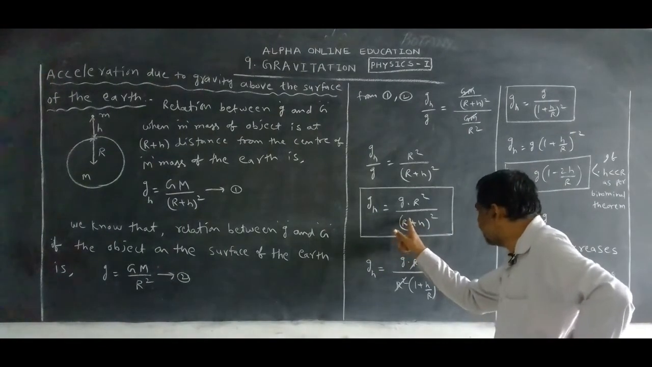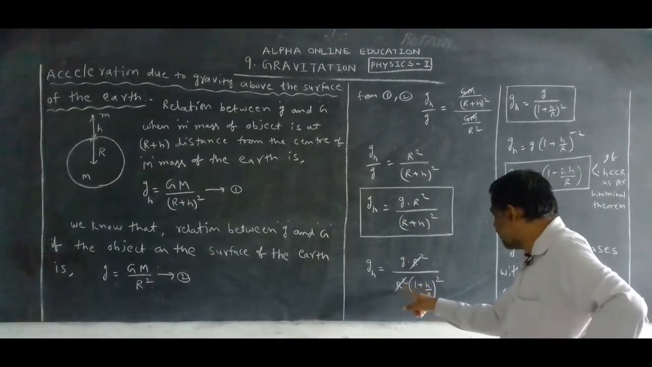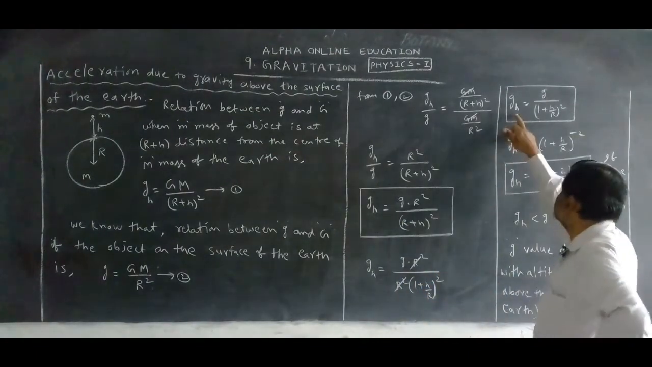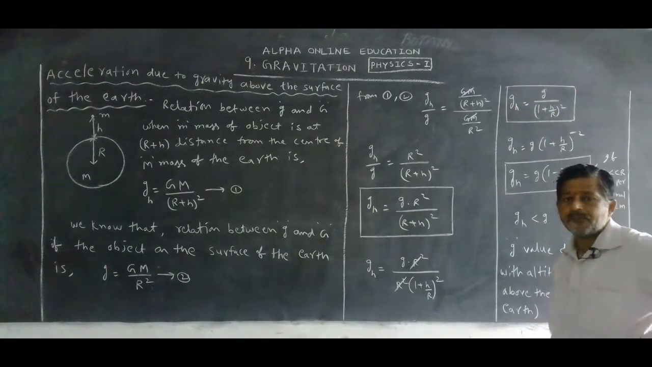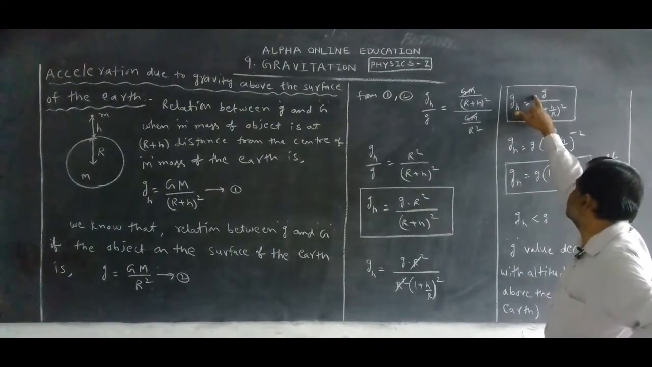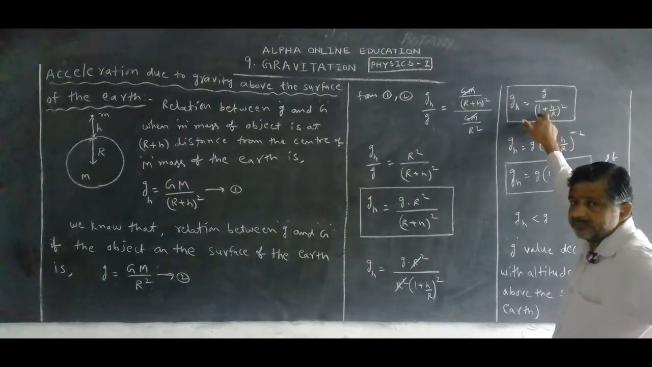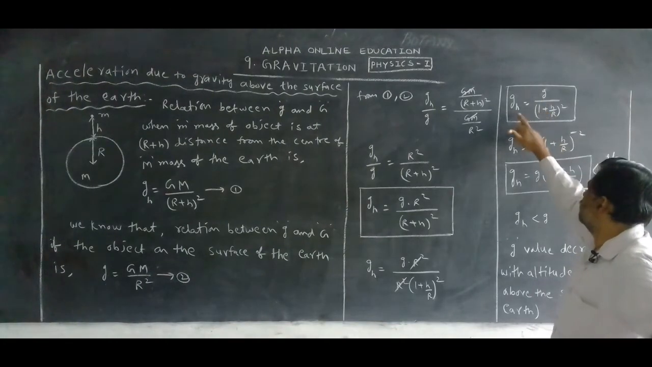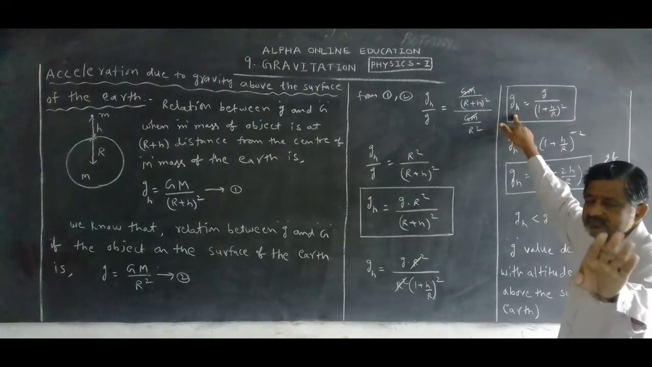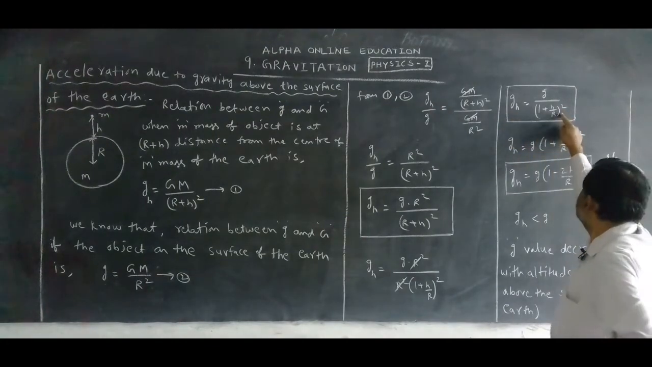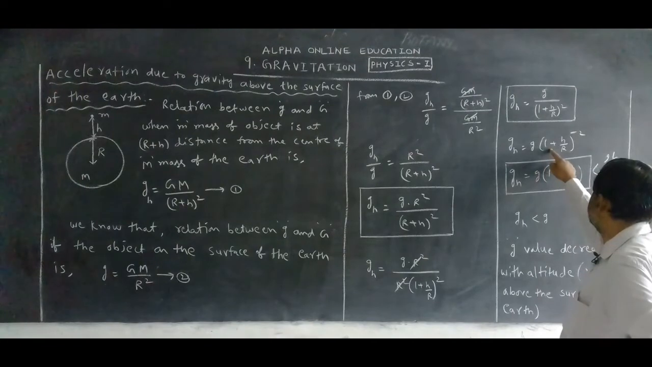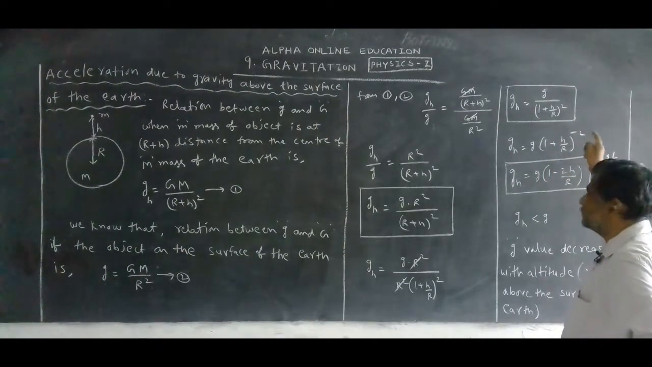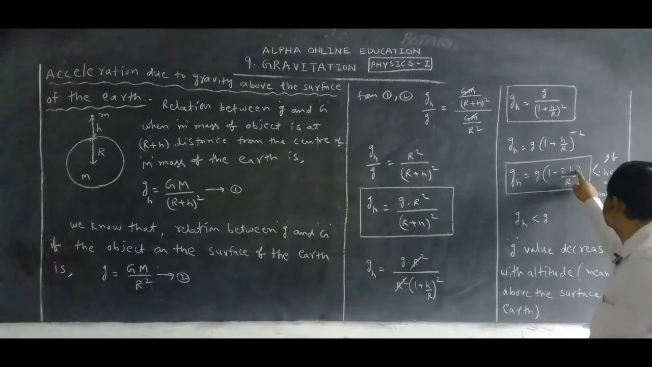Okay, let us take R square common. R square cancels. g_h is equal to g into 1 plus h by R, whole square. Here g is on the earth, and it is divided by something, so automatically g_h value decreases. This is in the denominator; if you take this in the numerator, the power becomes minus. So g_h is equal to g into (1 plus h by R) to the power minus 2.